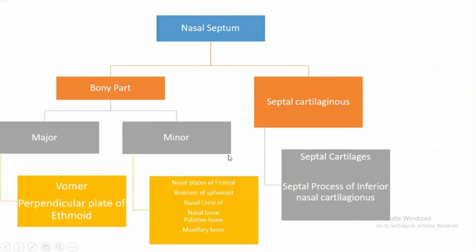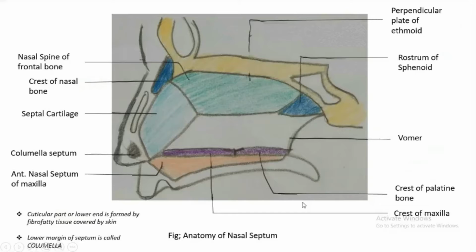Now, regarding the formation of the nasal septum, it basically consists of the bony part and the cartilaginous part. The bony part we can divide into major and minor. Under major, we have the vomer and the perpendicular plate of ethmoid. And under minor, we have the nasal spine of frontal, rostrum of sphenoid, nasal crest of nasal bone, palatine bone, and maxillary bone. And under the cartilaginous part, we have the septal cartilage and the septal process of the inferior nasal cartilage.